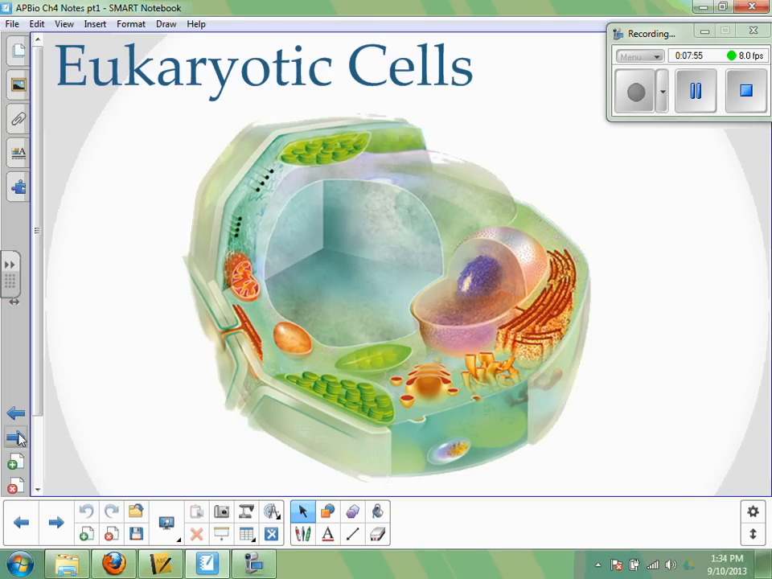Now, eukaryotic cells, on the other hand, are much more complex, and we can see here in this diagram the really great level of intricacy to the internal structures. Things are compartmentalized, things have little membranes surrounding them to keep one part from another. Much more complex than what we saw in the prokaryotic cell.